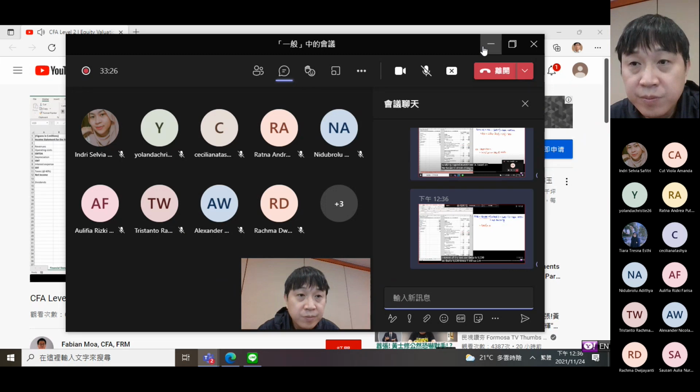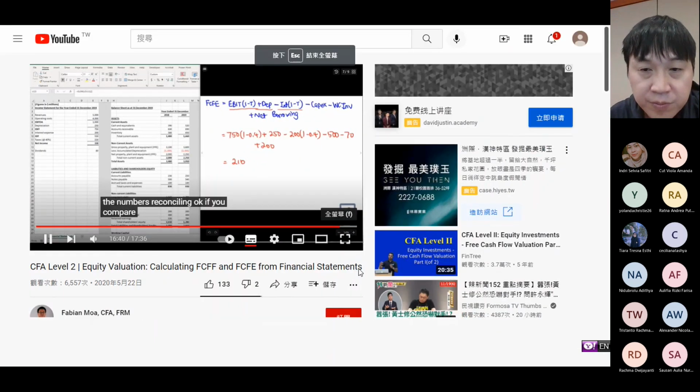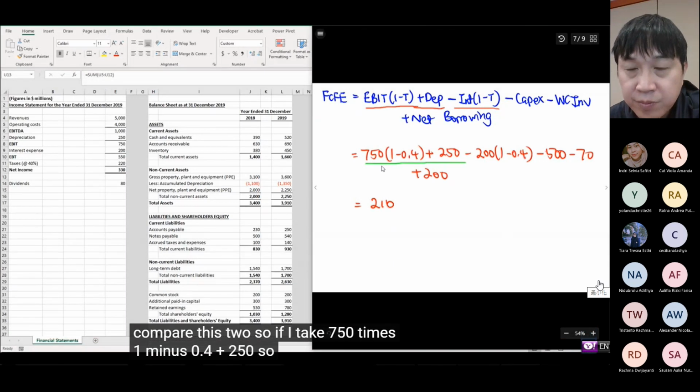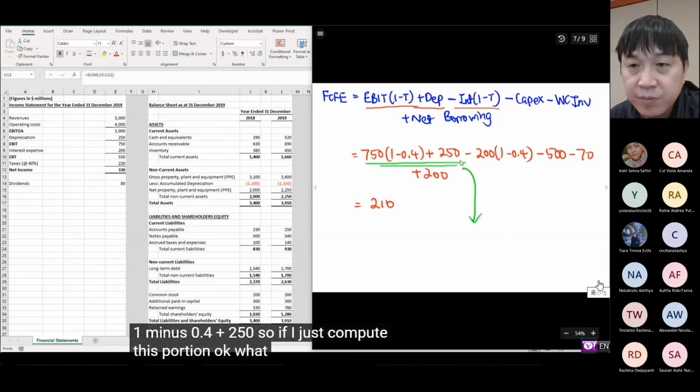Why are the numbers reconciling? If you compare these two, if I take 750 times 1 minus 0.4 plus 250 and compute just this portion, what you will get is 700. So that's what we are getting here.